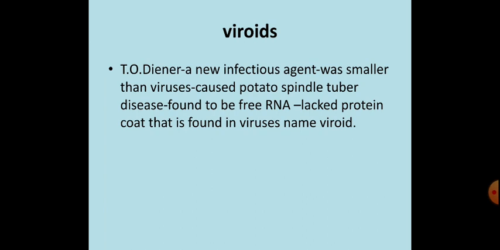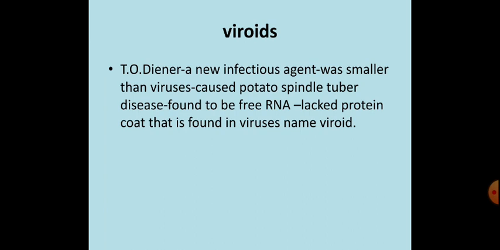Okay, a new infectious agent: viroids, which are much smaller than viruses. Viruses are tiny, microscopic, but viroids are again much smaller than viruses, and they cause a disease called potato spindle tuber disease. They cause an infection in potato called potato spindle tuber disease.